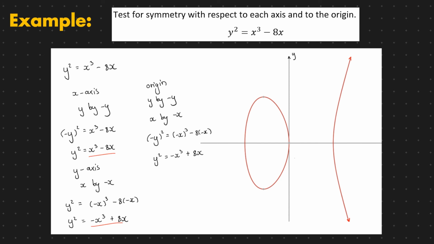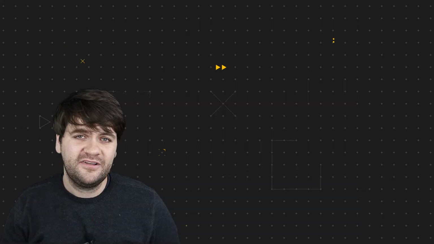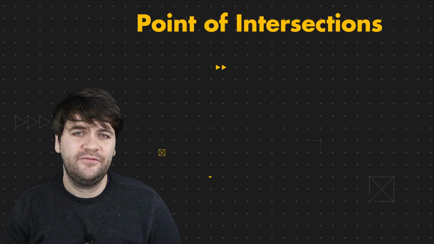So here we have our function that's plotted in Desmos. We'll see for any x and y value, we will have an x and negative y value. So we can see we have symmetry in our x-axis. The next concept we will look at is point of intersection.